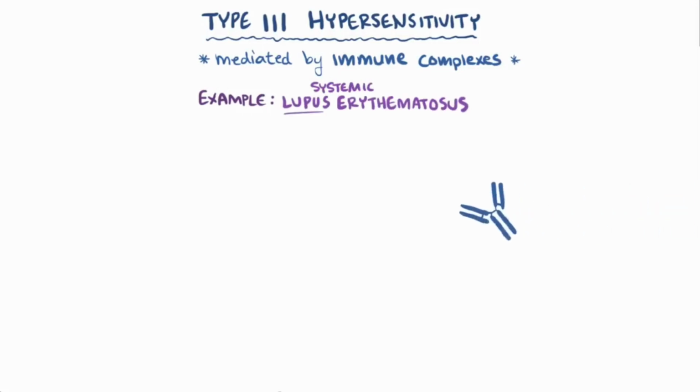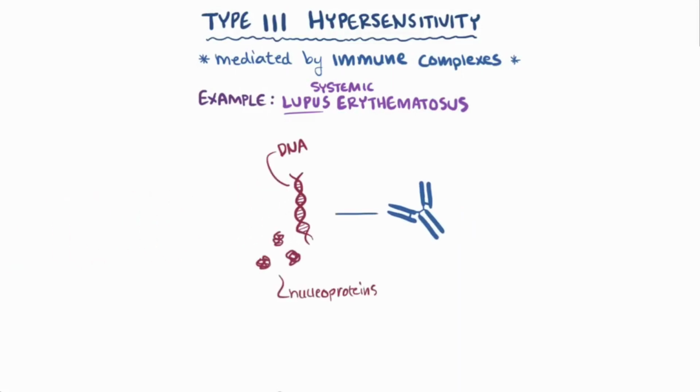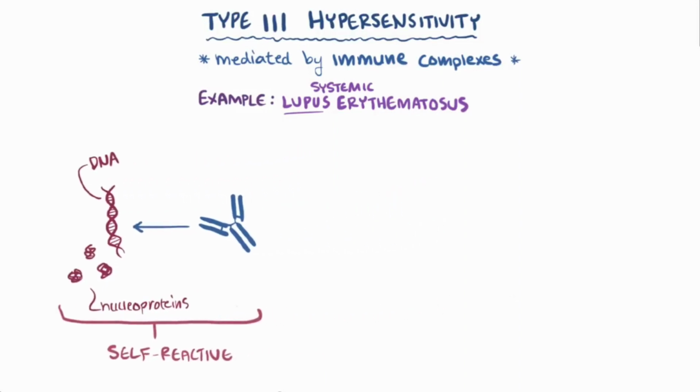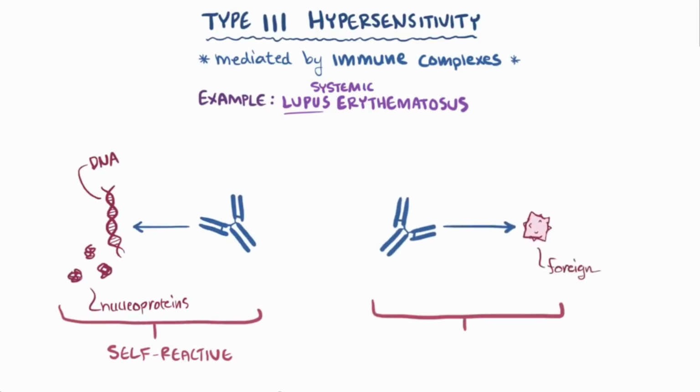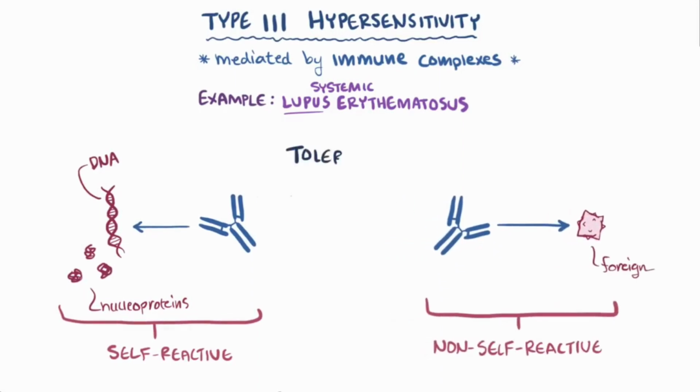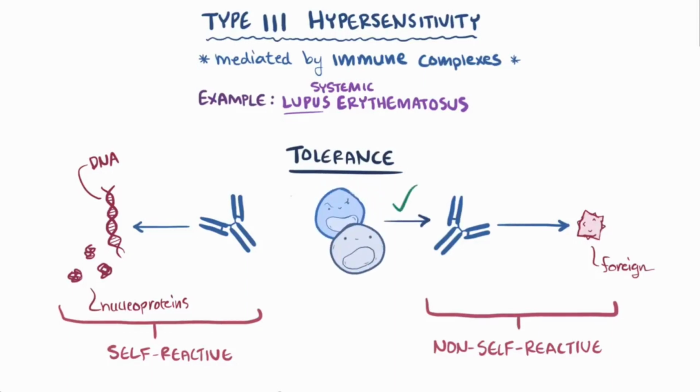In lupus, the IgG antibodies are typically specific for DNA and nucleoproteins, both of which are part of our own cells, making them self-reactive. Normally, your body should only react to things that are foreign, or not self. And this is maintained by a process known as tolerance, where only non-self-reactive B and T cells are allowed to mature, whereas self-reactive B and T cells aren't.